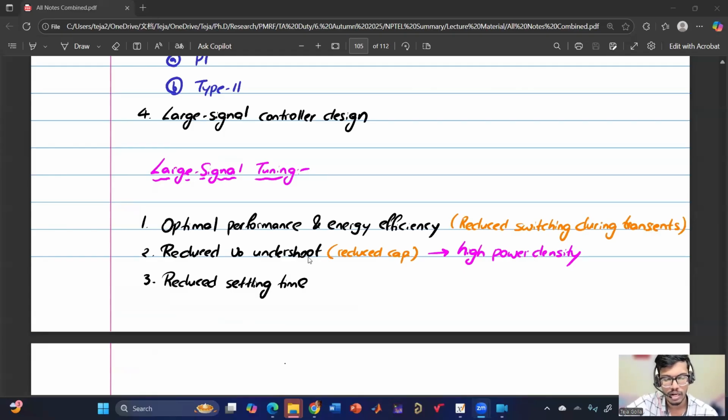And we have seen that if the undershoot is reduced, capacitance is reduced, power density will be increased. Also, the settling time is reduced. Also, the number of switchings during the transient is reduced. So the performance is also optimal, and also energy efficiency is also optimal.